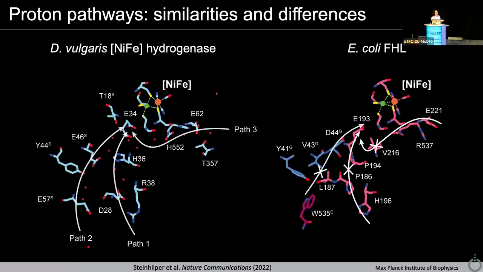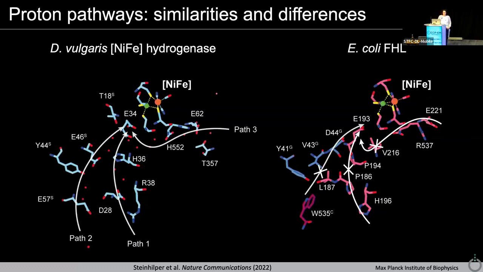So there are a number of different pathways that have been mapped out from crystal structures, very high resolution crystal structures of soluble hydrogenases. And those are all knocked out in FHL by mutation to non-proton conducting residues. And so the question is, how do you actually protonate that residue?